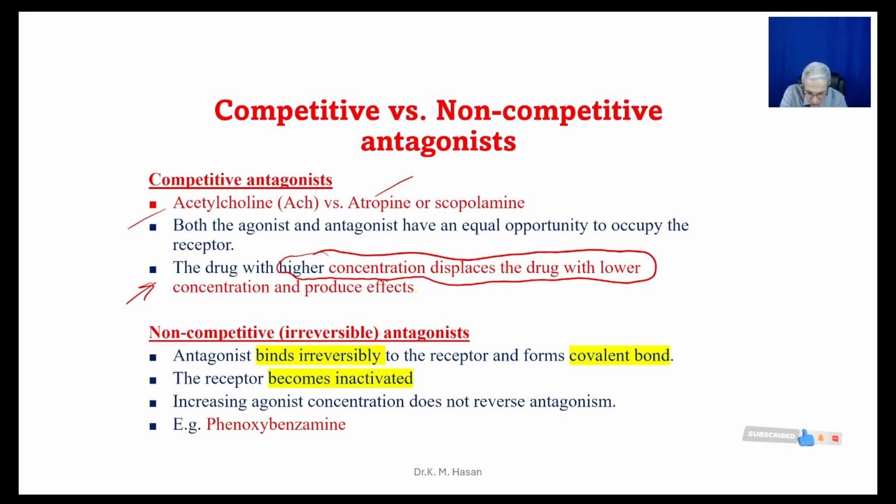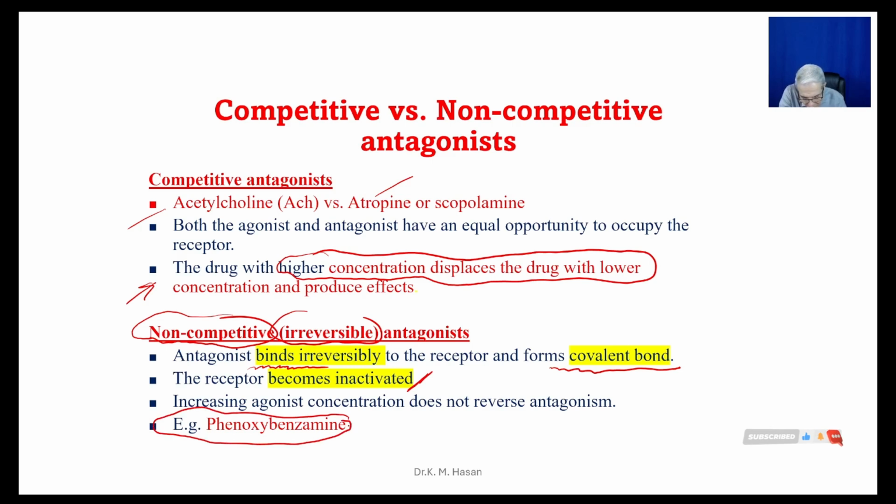Okay, moving to the non-competitive, irreversible antagonist. Here the medication binds irreversibly to the receptor. The antagonist binds irreversibly to the receptor by forming covalent bonds, and the receptor becomes inactivated. The example here is phenoxybenzamine. Phenoxybenzamine binds to the alpha receptor and stays in the receptor; it does not get removed or displaced.